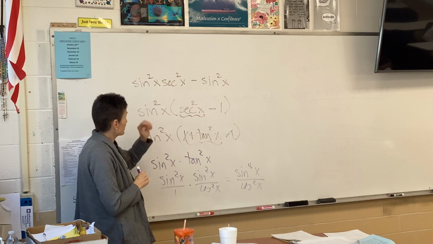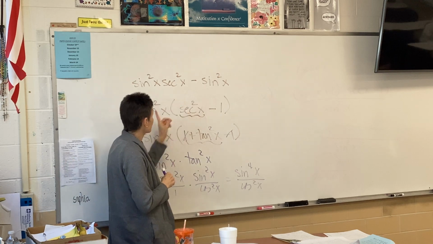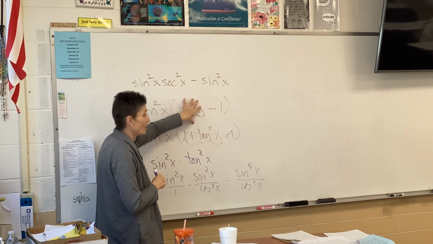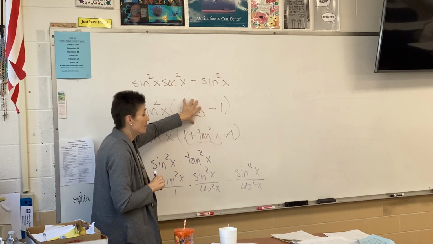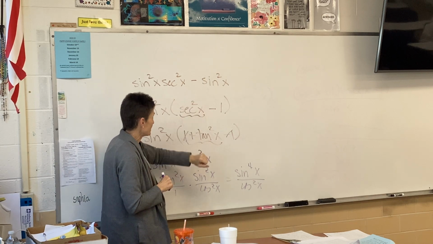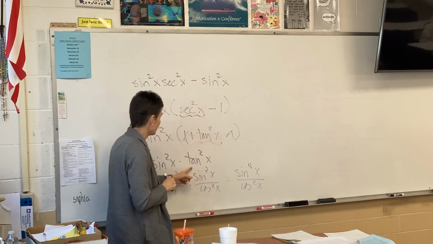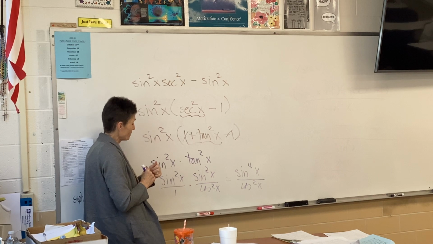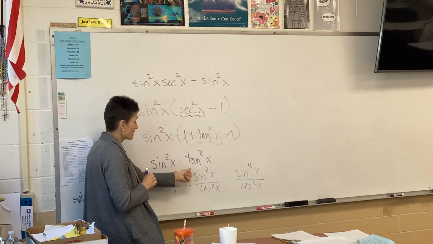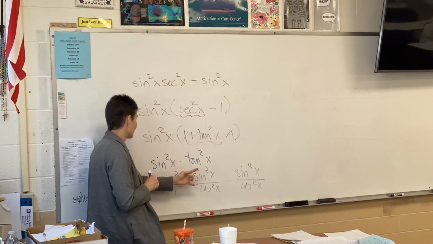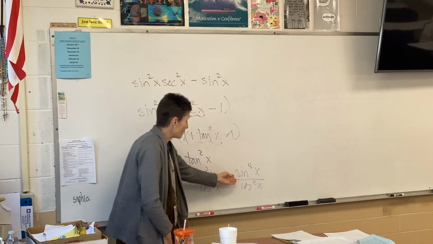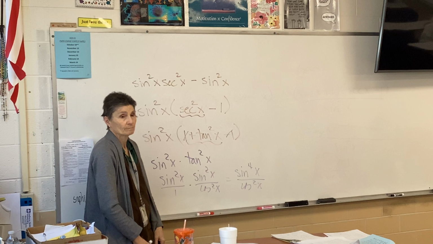Okay, so this was tricky. We factored out a sine squared. Then we got this secant squared, which we know is on our sheet. So we replaced it with 1 plus tangent squared. The 1's canceled. So that left us with just sine squared times tangent squared. So we changed tangent into sine over cosine, but we couldn't do that when we multiplied. So we were just left with that.